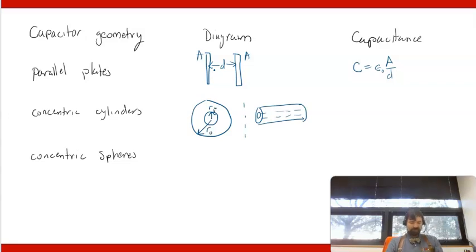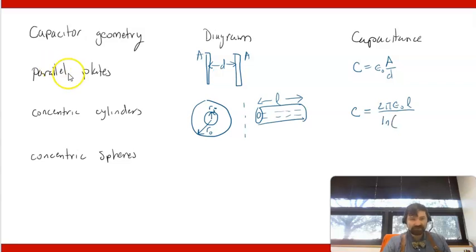And so the capacitance for this pair, C is equal to, as it turns out, 2 pi epsilon naught. Oh, and also this has a length L. So 2 pi epsilon naught L divided by the natural log of the inner and outer radii.